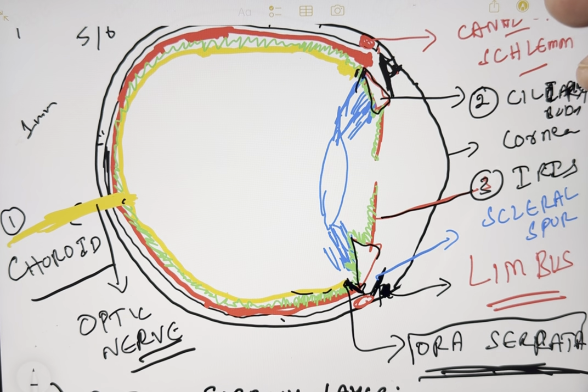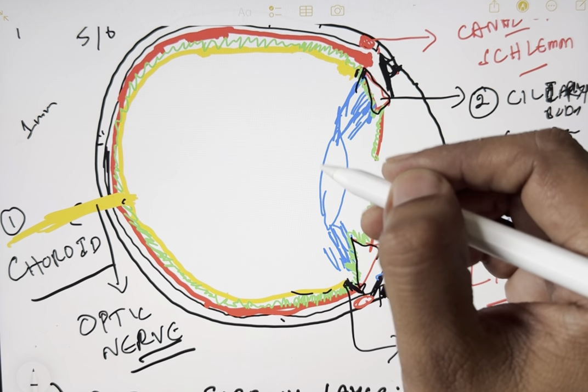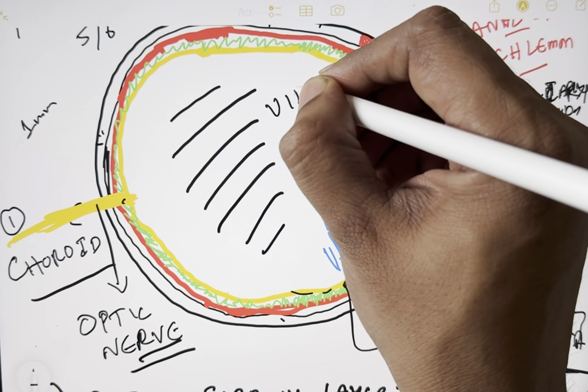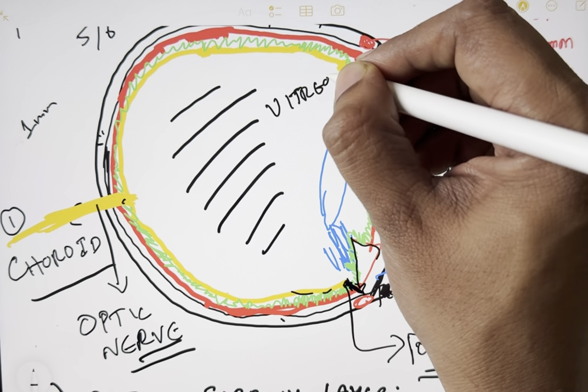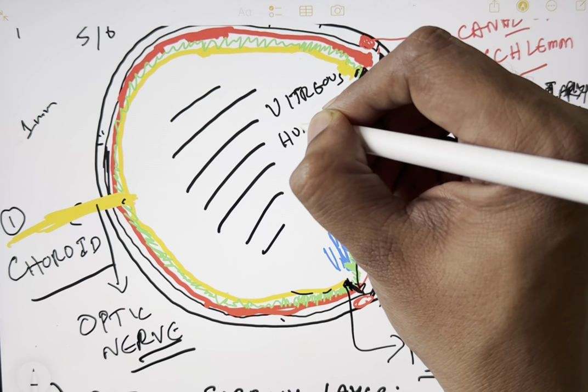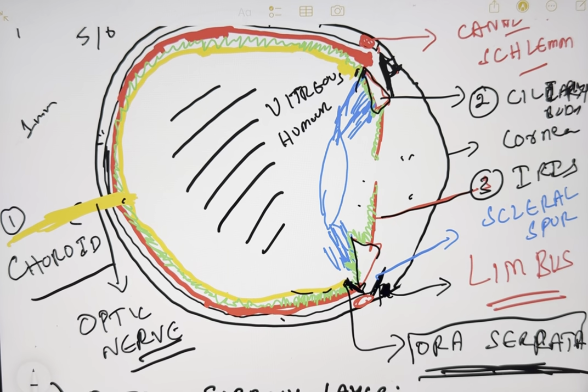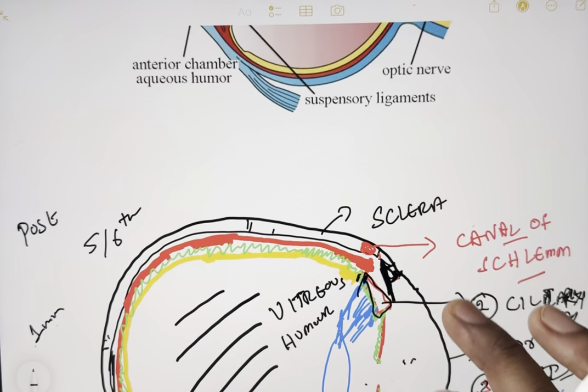And posterior to the lens, there is a jelly-like fluid known as the vitreous humor, or vitreous body. Anterior to the lens, it is known as aqueous humor. So, hope it is very clear to you.